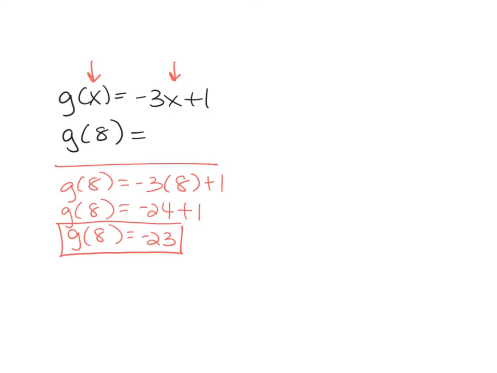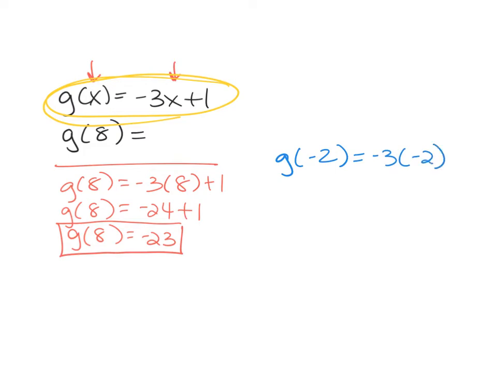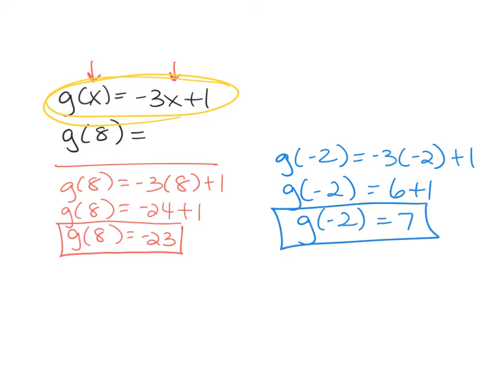So g of 8 is equal to negative 23. Well, I can do this exact same function, and if I say, okay, well, now what is g of negative 2? You're just going to replace both of the x's with negative 2. So that would be negative 3 times negative 2 plus 1, and that would be 6 plus 1, which is 7. So you would say g of negative 2 is 7. You don't just say 7. You have to say g of whatever the number is, 7.